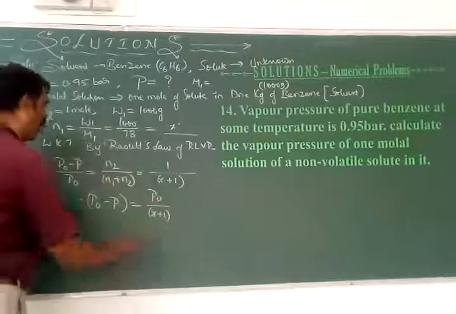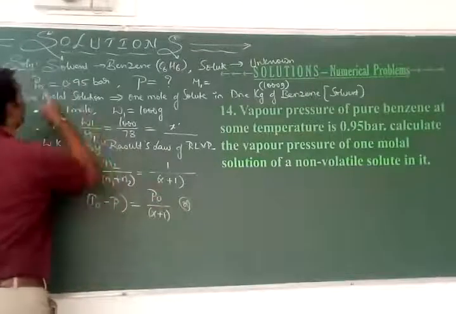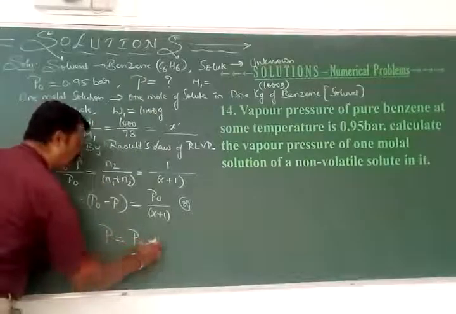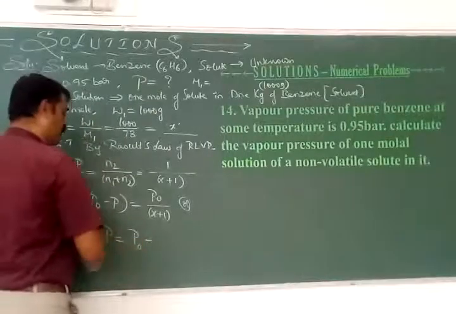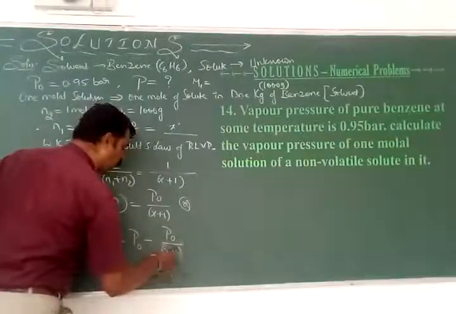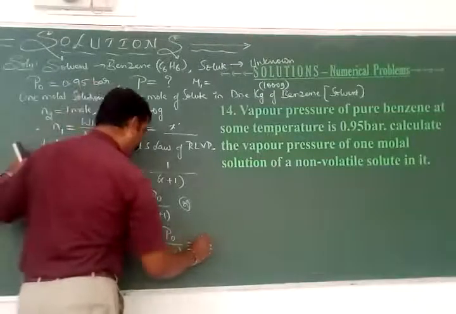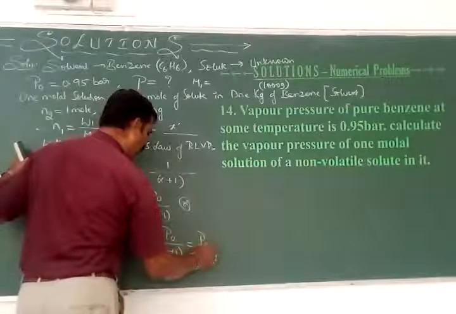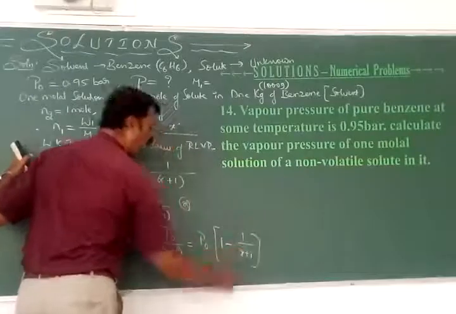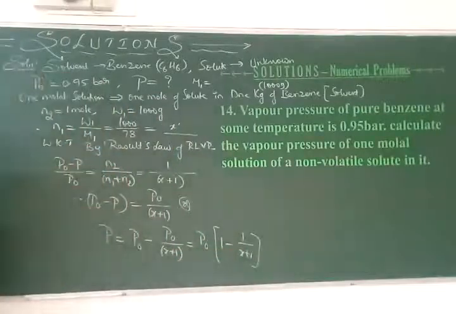I need the value of which one? P. What is P here? Vapor pressure of the solution. P is equal to P0 minus P0 divided by X plus 1. That is equal to P0 into 1 minus 1 by X plus 1. So simplify and get the value of this.